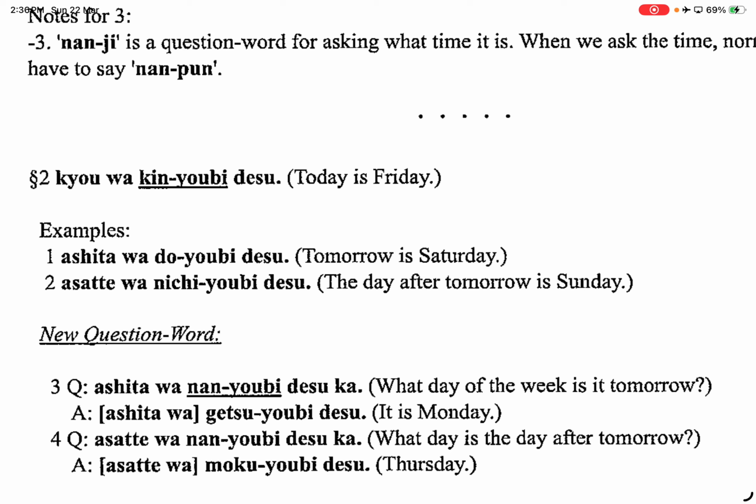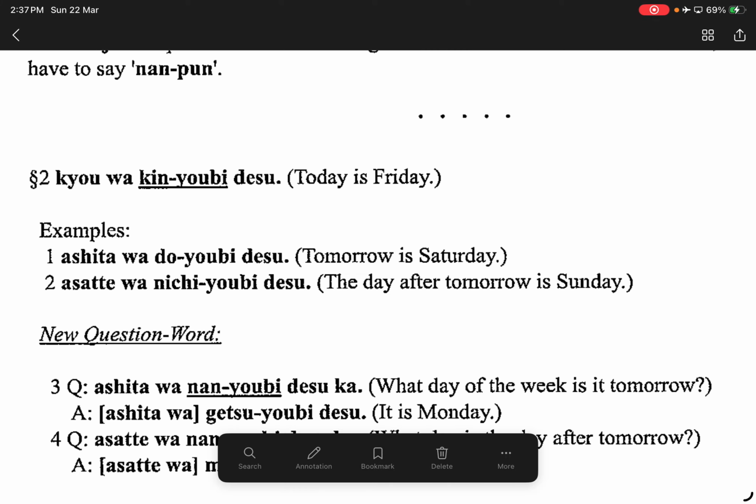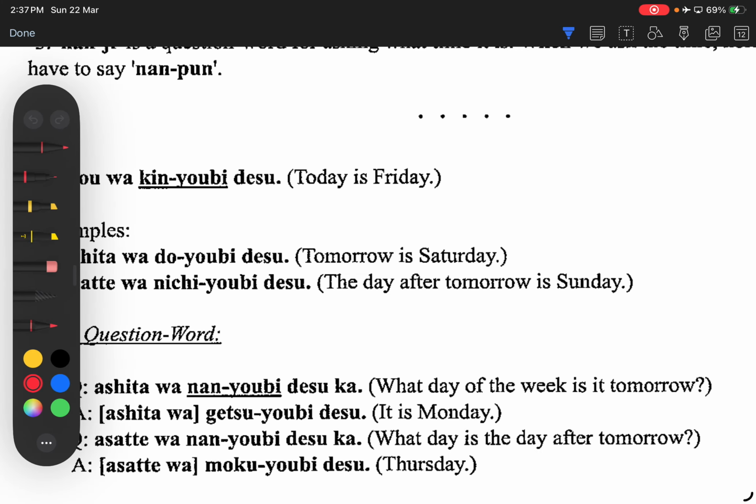Then we have 土曜日, which is Saturday. Then we have 日曜日, which is Sunday. It just happened that yesterday was PH. Anybody know how to say PH in Japanese? Just for your FYI, we call it 祝日. So that means public holiday.